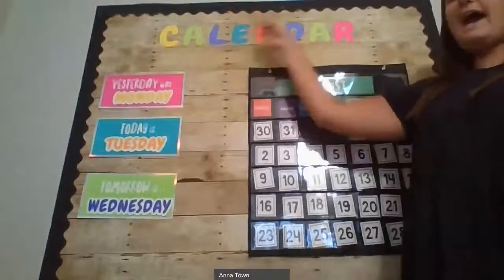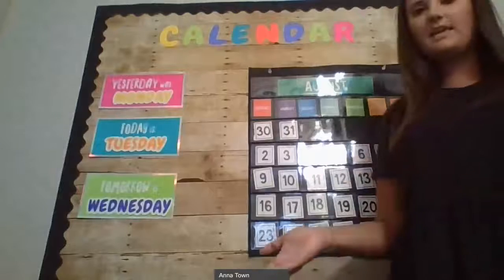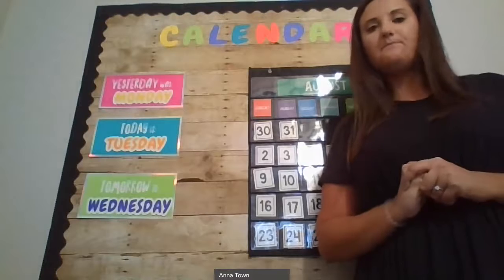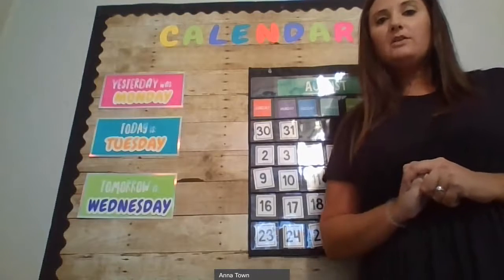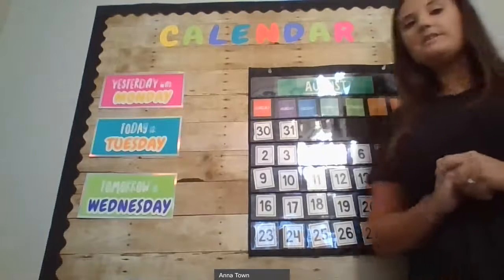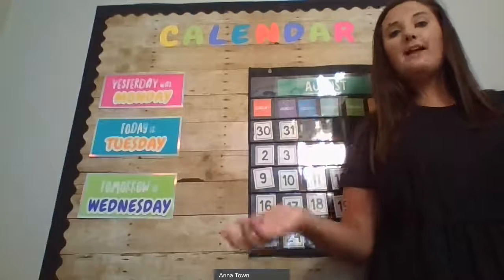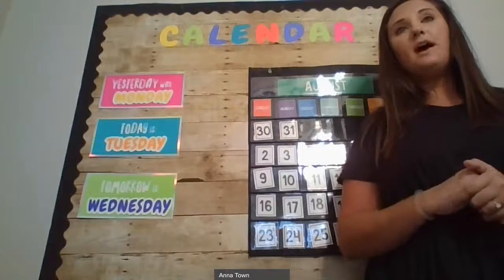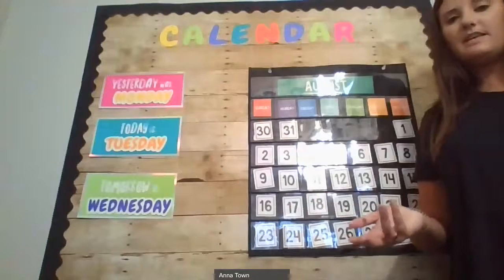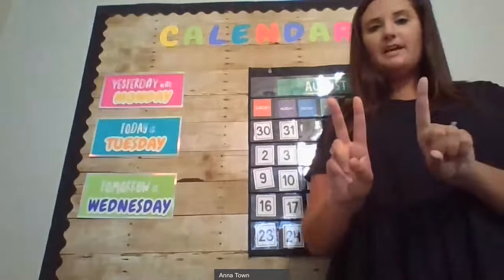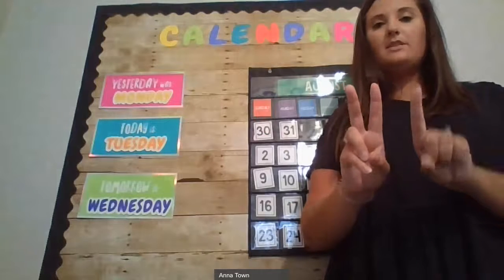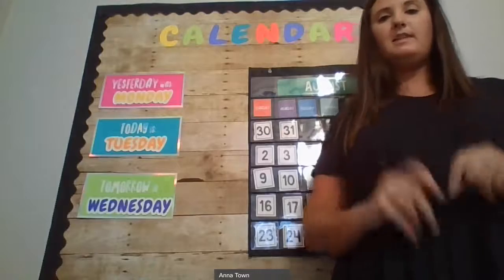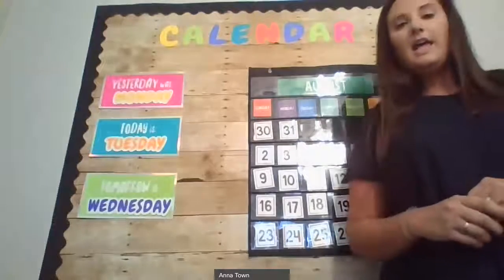Okay, so calendar. Calendar is the months of the year, the days of the week, and Miss Town likes to do some place value in it as well. We always start with the months of the year. If you were live today, you know that we learned our song. And if you were not, we have a song that we do to remember the months of the year. There are 12 months in the year. This is place value. So this is the tens place, 1 ten, and 2 ones. 12 months in a year. And this is the song.